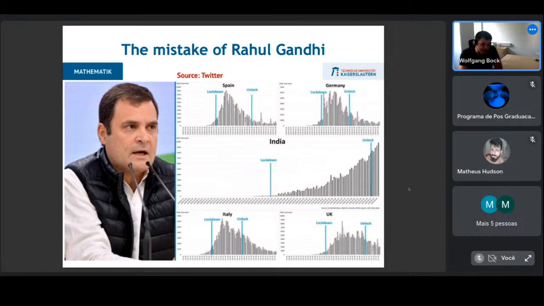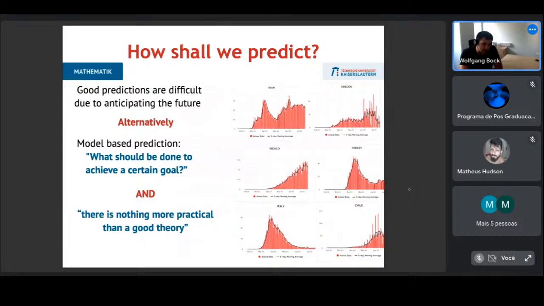So how should we predict? Good predictions are difficult, we cannot anticipate the future. Alternatively, model-based prediction. Model-based prediction always means, what should we do to achieve a certain goal? So if you want to eradicate a disease, what should we do? We are all mathematicians, I hope. Hopefully, at least a quantitative science. I don't know who is in the audience, but I believe that.